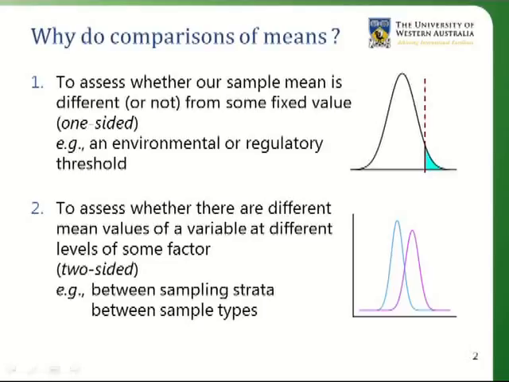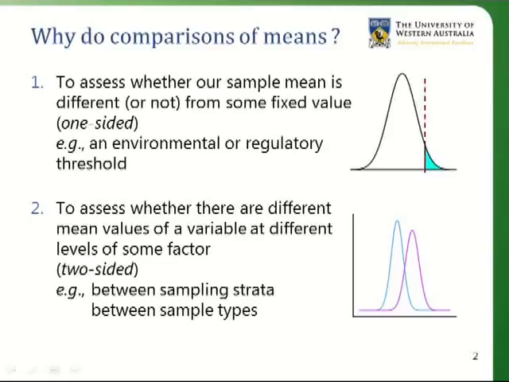We also need to assess whether, if we have a stratified sampling, for example, samples taken from different strata have different mean values than in other strata, or different sample types. So, for example, soil and road dust, or soil from around a wetland compared with soil in a park, for instance.